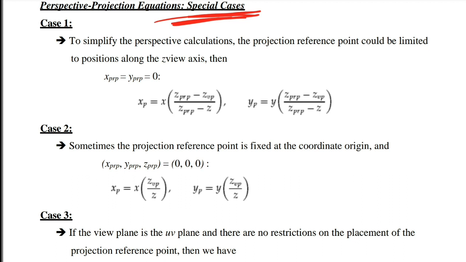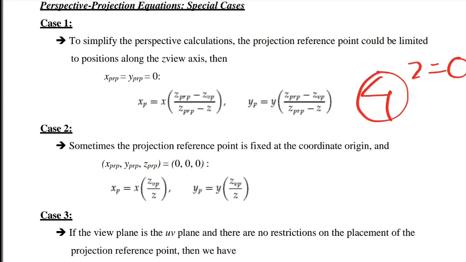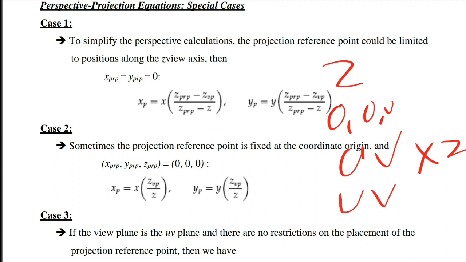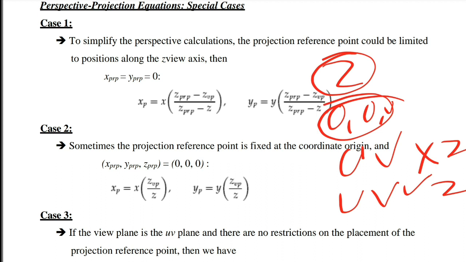I'll be telling you what these are and how to memorize them. So how many cases are there? Total 4 cases you have to mention. In the first case, along the z axis, then along the coordinate origin where all the values are 0, then along the uv plane without z, and along the uv plane with z. These are the 4 cases. Along z, 0 0 0 the coordinate origin, and uv without z and uv with z. These are the things you need to remember.